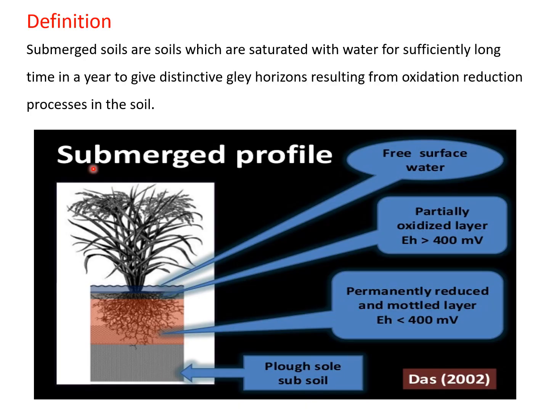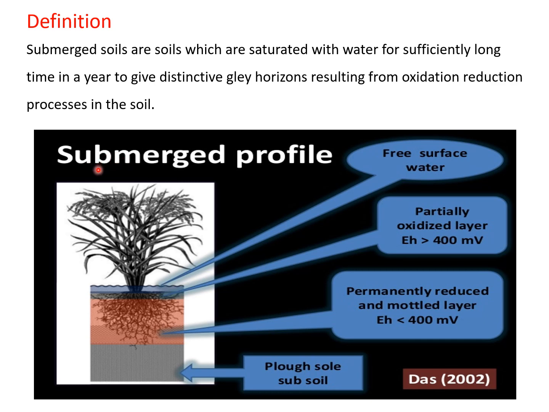Let us see the definition of submerged soil. Submerged soils are soils which are saturated with water for sufficiently long time in a year to give distinctive clay horizons resulting from oxidation reduction process in the soil.